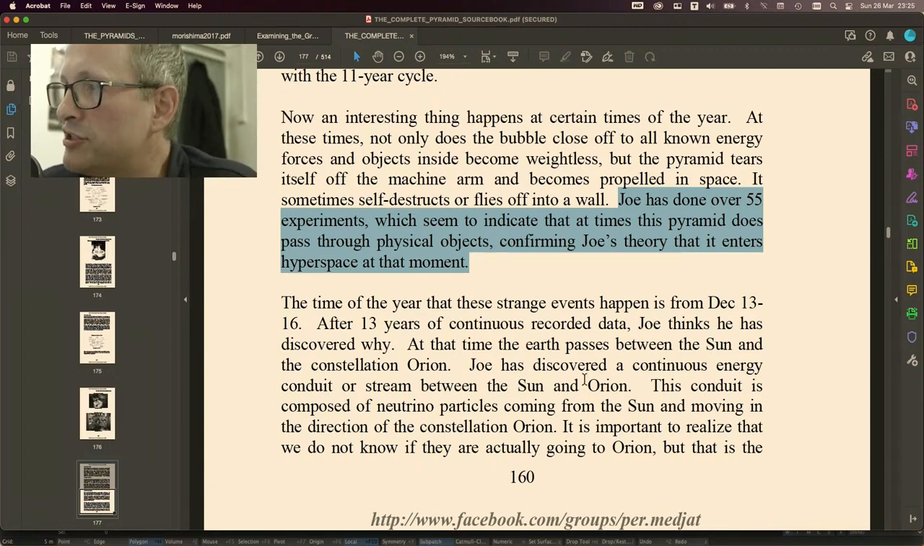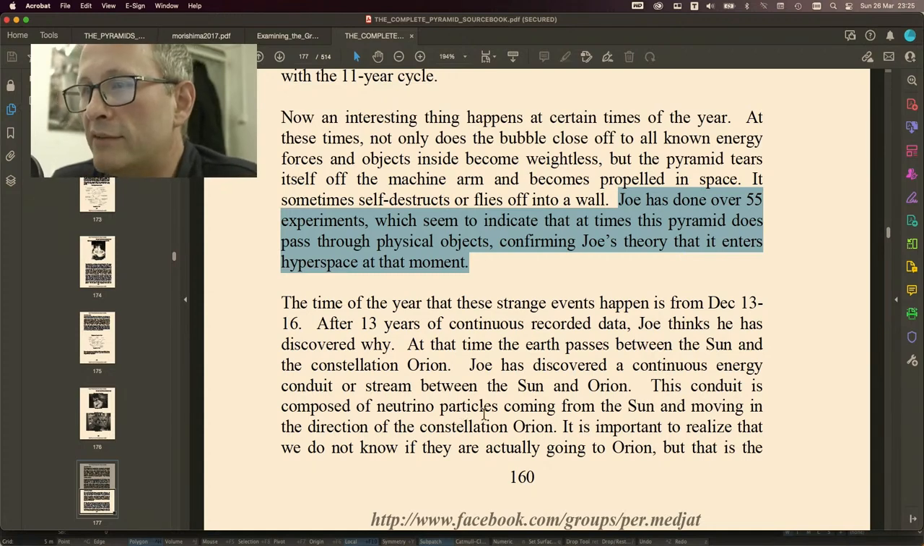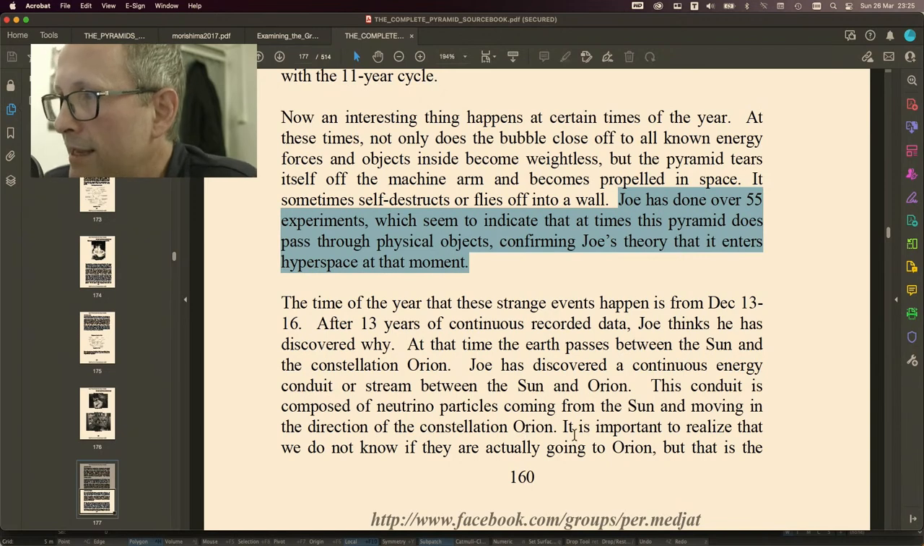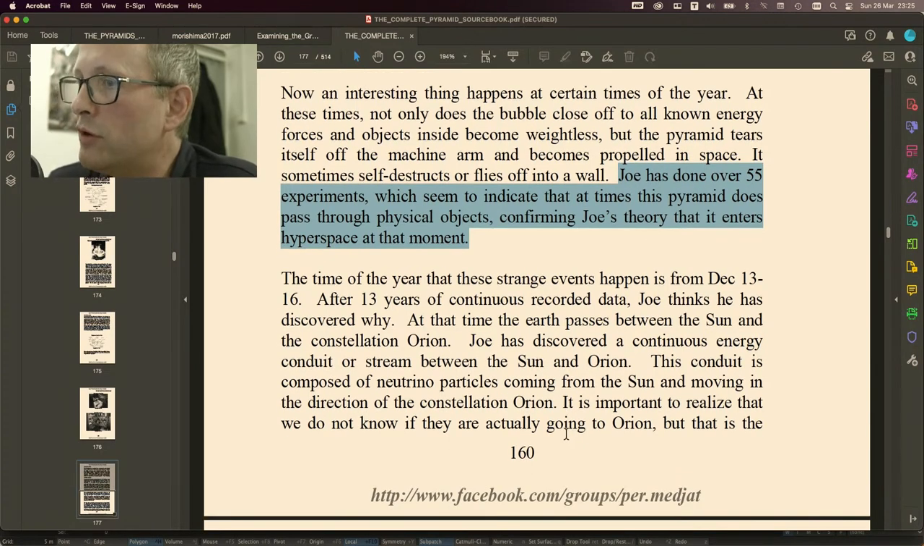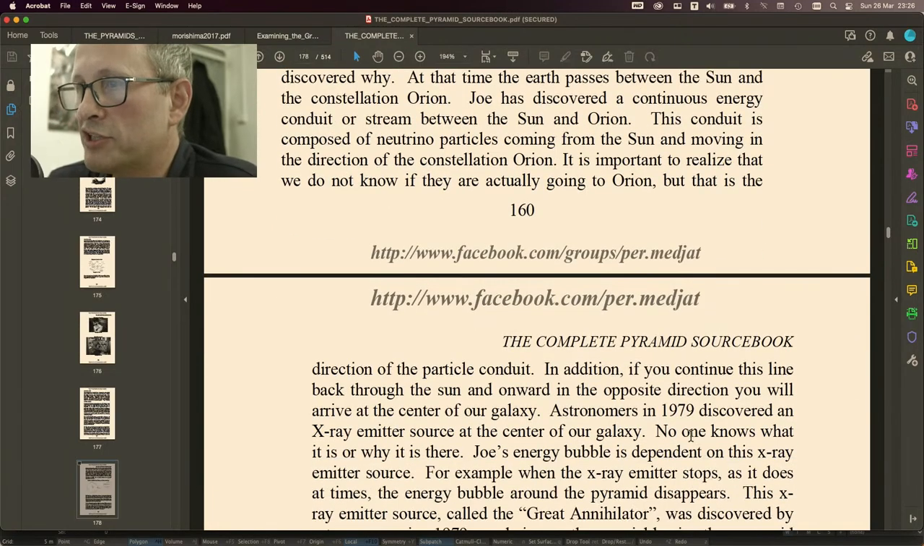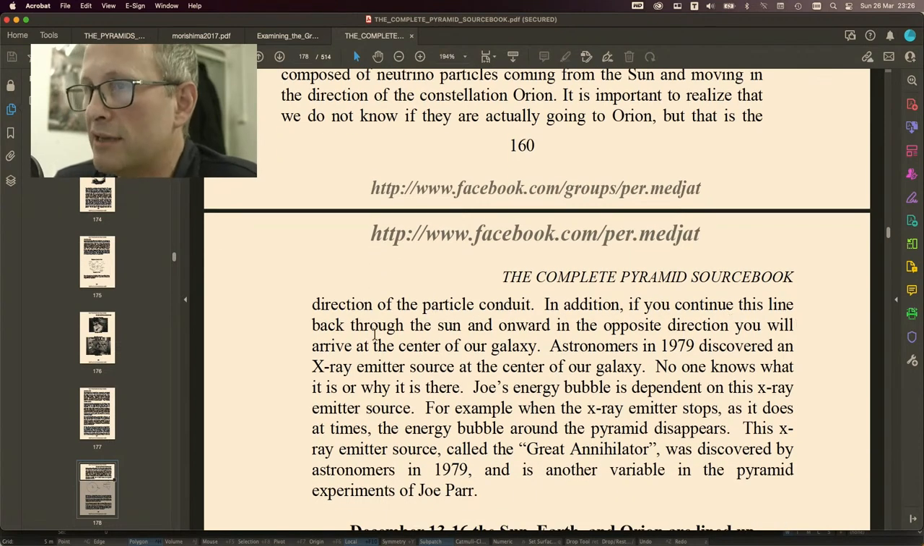Joe has discovered a continuous energy conduit or stream between the Sun and Orion. This conduit is composed of neutrino particles coming from the Sun and moving in the direction of the constellation Orion. It is important to realize that we do not know if they are actually going to Orion, but this is the direction of the particle conduit. In addition, if you continue this line back through the Sun and onward in the opposite direction, then you will arrive at the center of our galaxy.